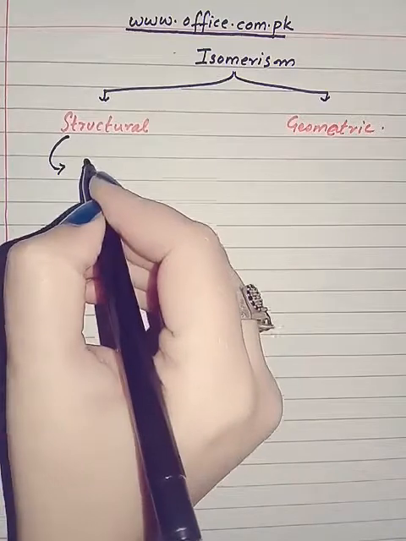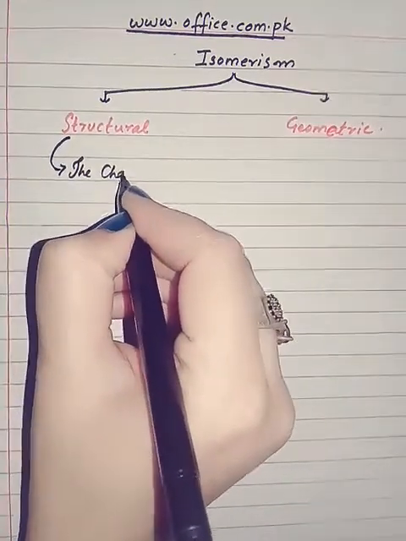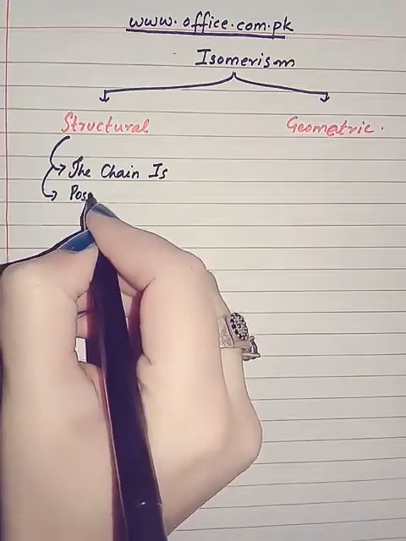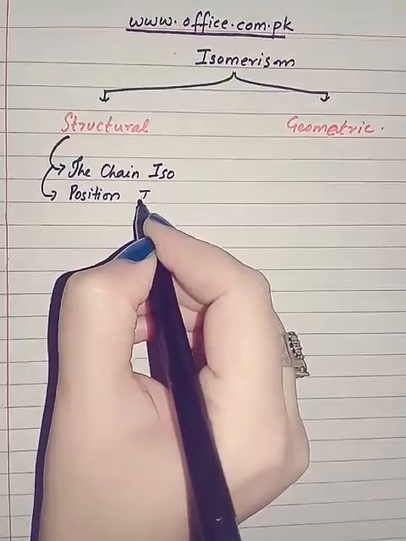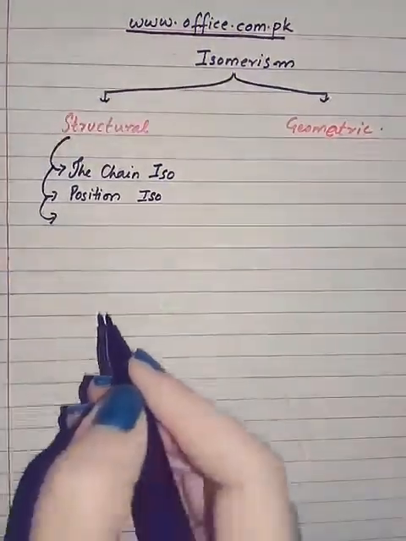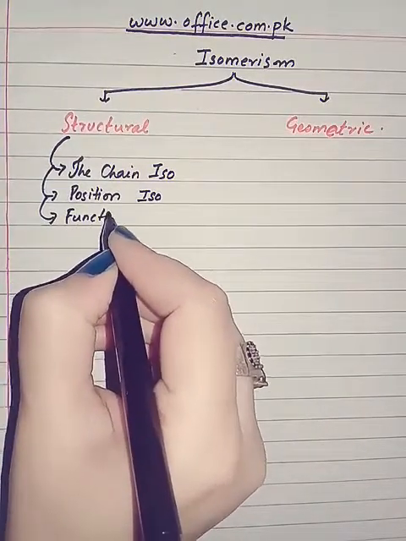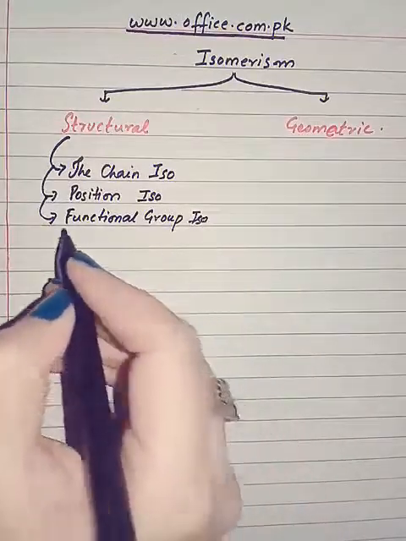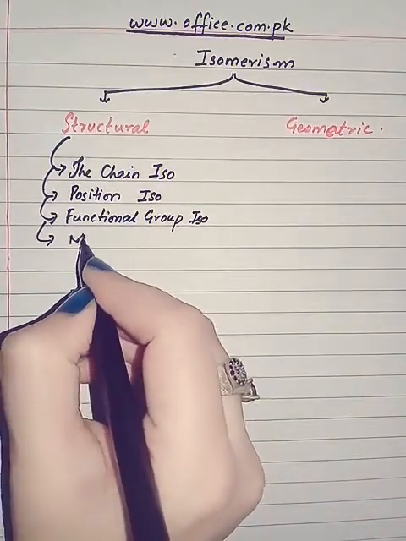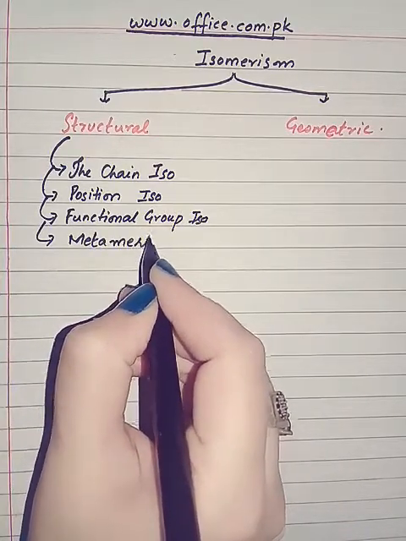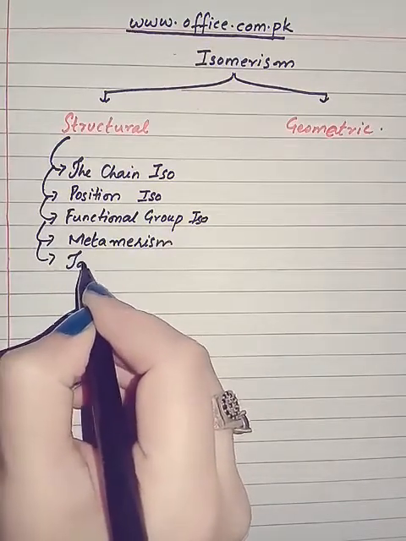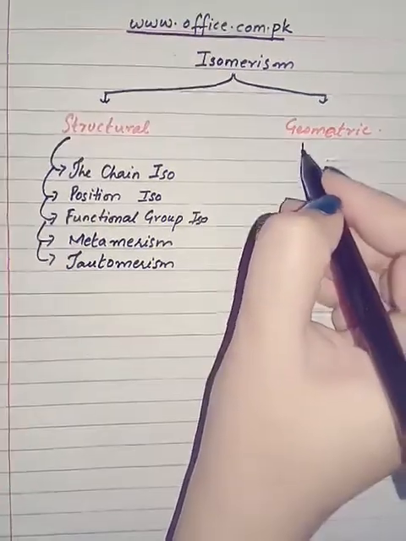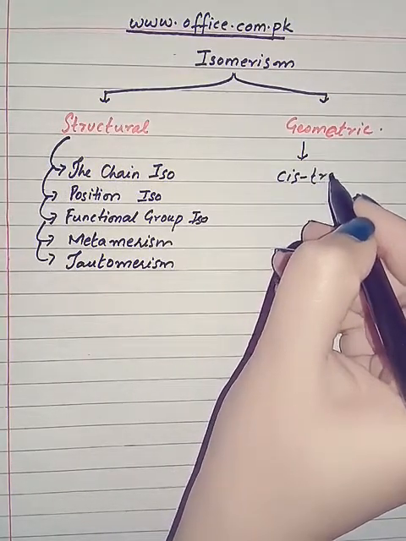The first one is chain isomerism. The second one is position isomerism. The third one is functional group isomerism. This is functional group isomerism. The next one is metamerism. And the fourth one is tautomerism. Whereas geometric isomerism is also known as cis-trans isomerism.